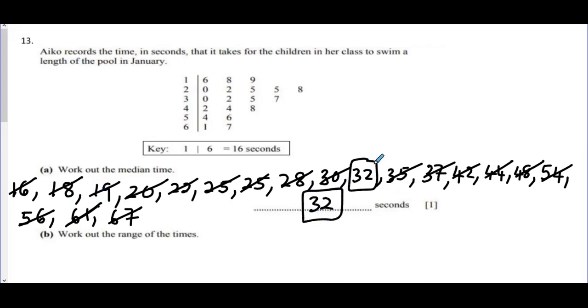What if you end up getting two numbers in the middle? When you end up getting two numbers in the middle, then you have to add those two numbers, and then the answer you get, divide by two. And that will be your median.